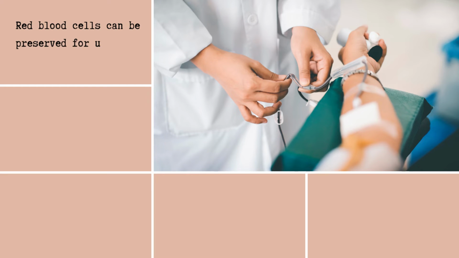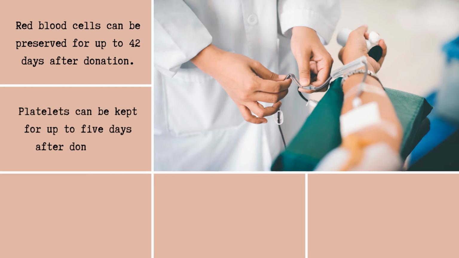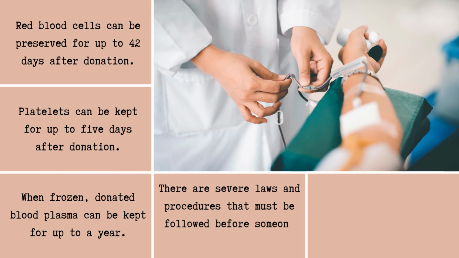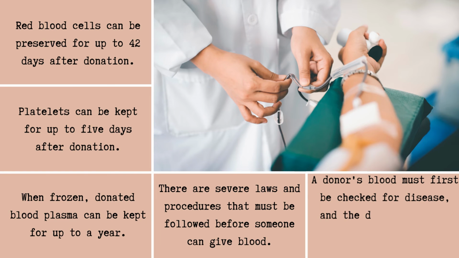Red blood cells can be preserved for up to 42 days after donation. Platelets can be kept for up to 5 days after donation. When frozen, donated blood plasma can be kept for up to a year. There are severe laws and procedures that must be followed before someone can give blood. A donor's blood must first be checked for disease, and the donor must meet age and other health requirements.